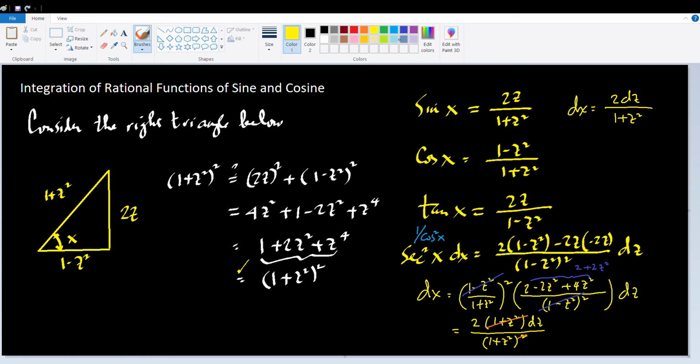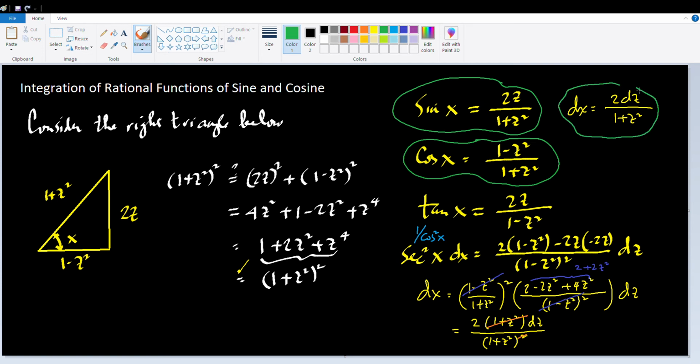Alright? So sine x becomes 2z over 1 plus z squared. Cosine x is 1 minus z squared over 1 plus z squared. And dx will become 2dz over 1 plus z squared. So these are the substitutions that we're going to apply. Then we integrate in terms of z. And we will come up with an answer which is a function of z. So it will require that we put back the original variable x.